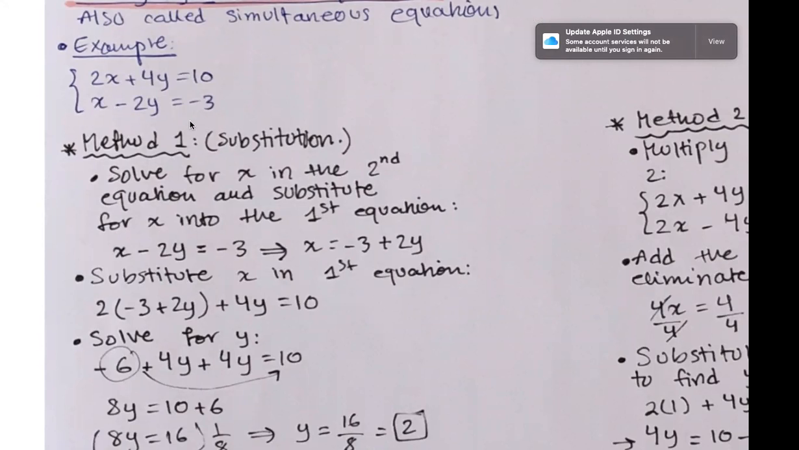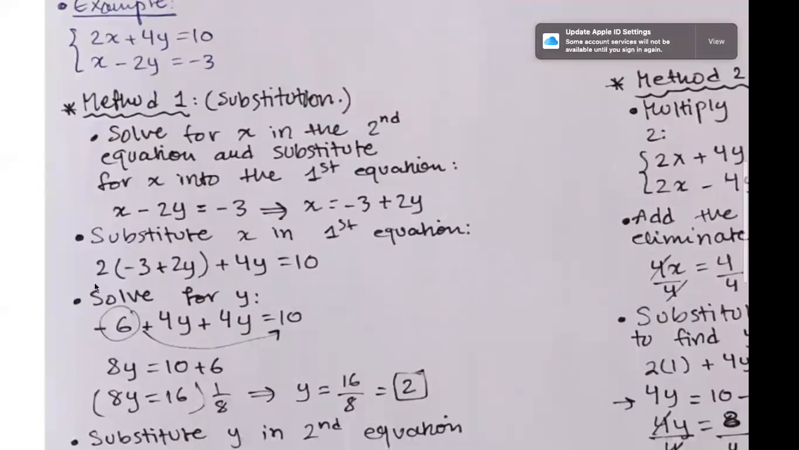We have to write this equation in terms of y. So taking negative 2y to the other side, we're going to have that x equals negative 3 plus 2y, okay? And then we take this expression and we substitute it in the first equation. So we get 2 multiplied by x, which is negative 3 plus 2y, plus 4y equals 10. Then we distribute 2 in this bracket, and we get negative 6 plus 4y plus 4y equals 10.